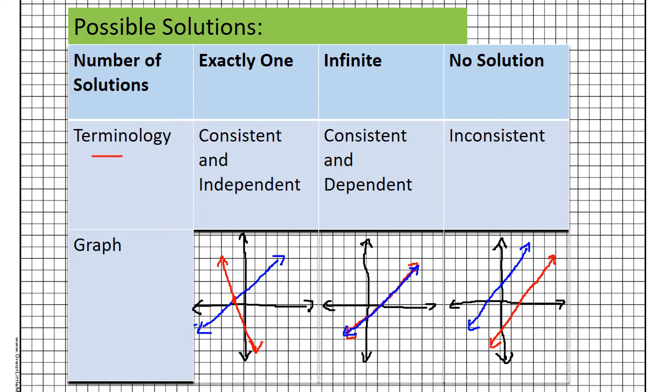And yes, you do need to know the terminology for those. So the terminology is very important. Not only these, the exactly one solution, the infinite solution, and no solution, but you also have to memorize consistent and independent, consistent and dependent for infinite, and inconsistent for no solution.